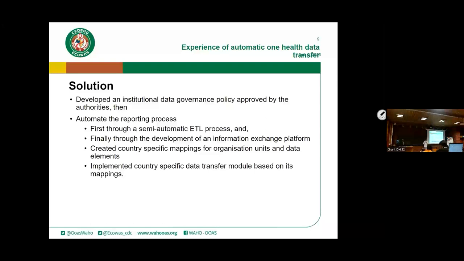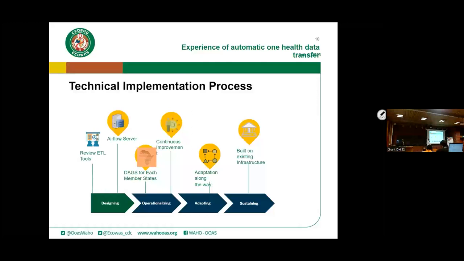The process we went through was a review and assessment of the tools and our capacity internally at WAHO, and we decided on a particular framework and platform. The platform we use is Apache Airflow. We set up Apache Airflow and did what we call operationalizing. We called the countries for a regional meeting in batches of five, because there are 15 of them. And at this meeting, we created what we call org unit mappings, between the org units at the country level, from the district, and the regional platform.